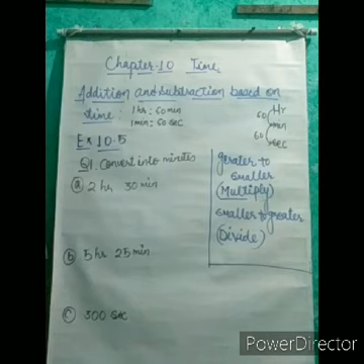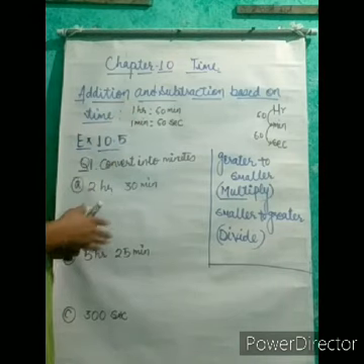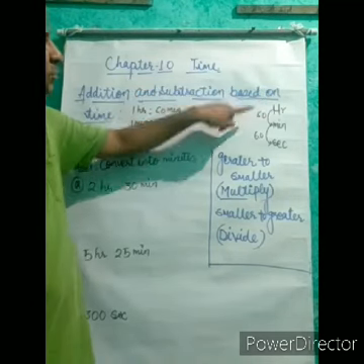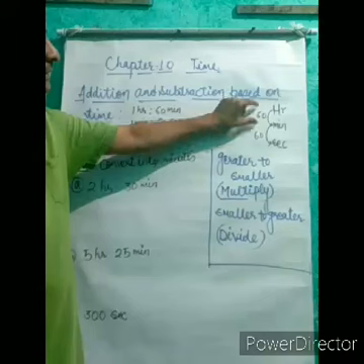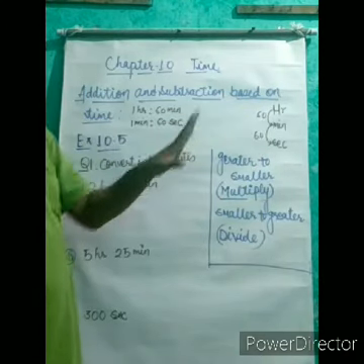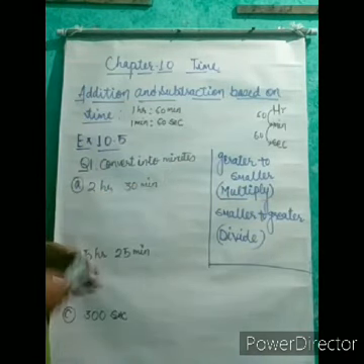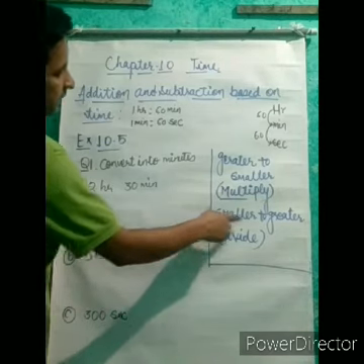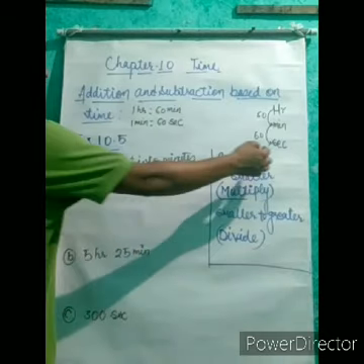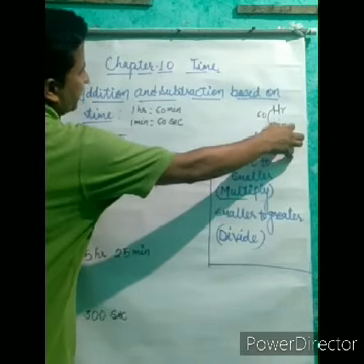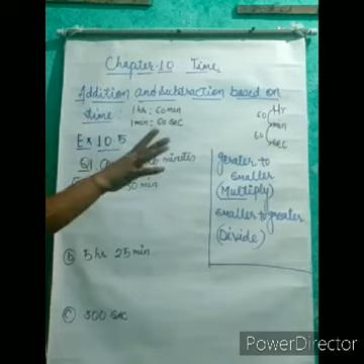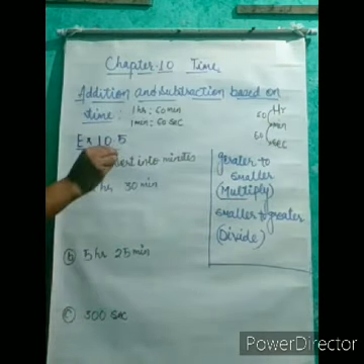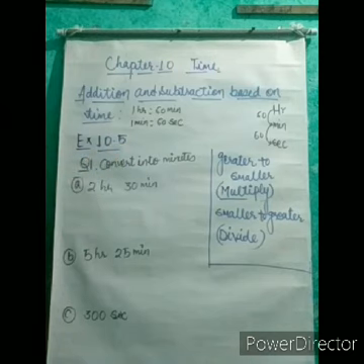Whenever we are going to convert a greater unit to a smaller unit, we will multiply. When we are converting hours to minutes, we will multiply by 60. When we convert minutes to seconds, we will multiply by 60. But when you convert a smaller unit to a greater unit, we will divide. If we are converting seconds to minutes, we will divide by 60. If we are converting minutes to hours, also we will divide by 60.